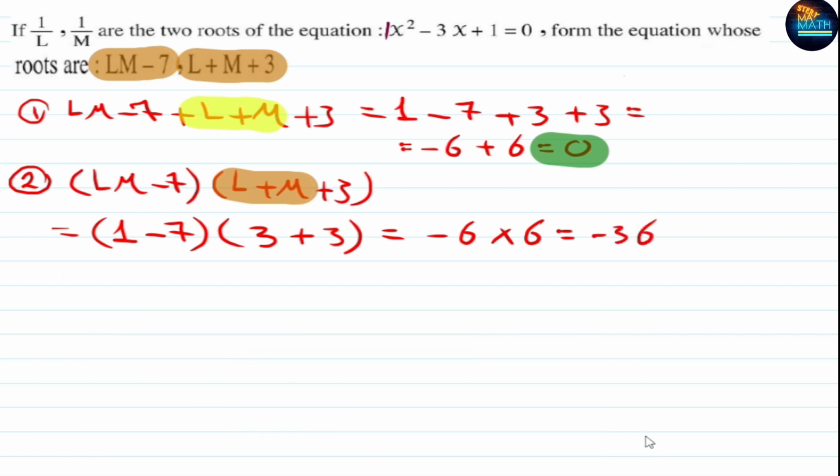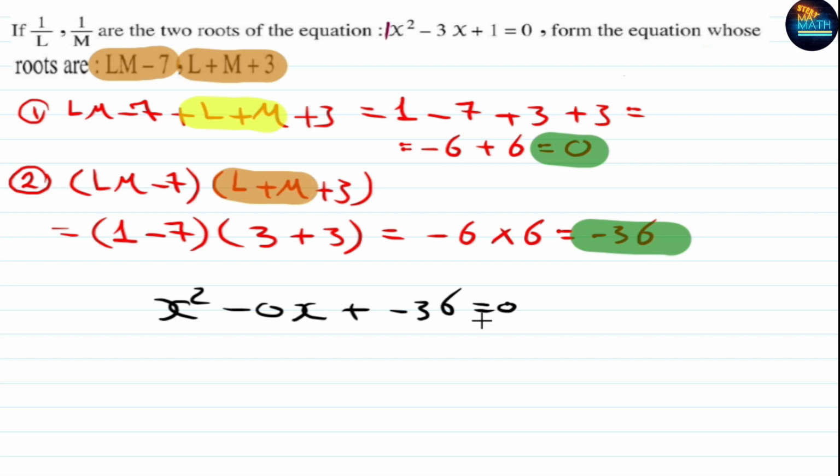Now, to form the equation, you know the sum and you know the product. x squared minus the sum, which is 0, x, plus the product, which is negative 36, is equal to 0. But you know that 0x means nothing, so you can delete it. So x squared, and then go directly to the third term, which is negative 36, is equal to 0. That is the equation.